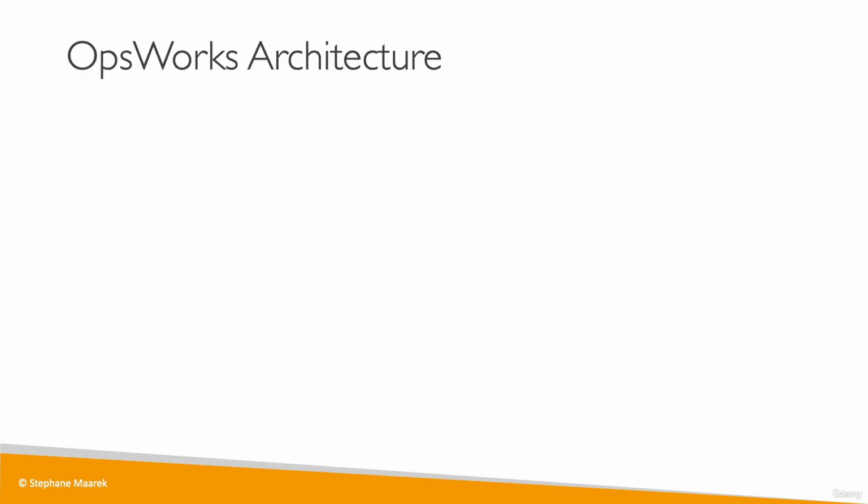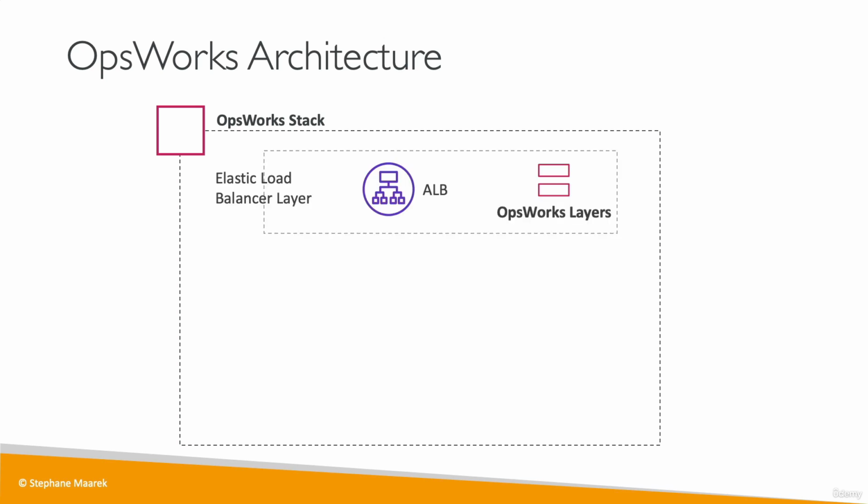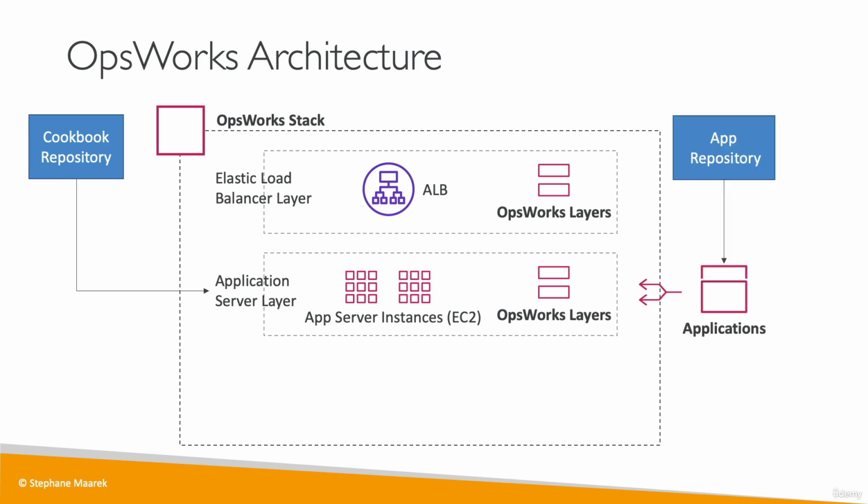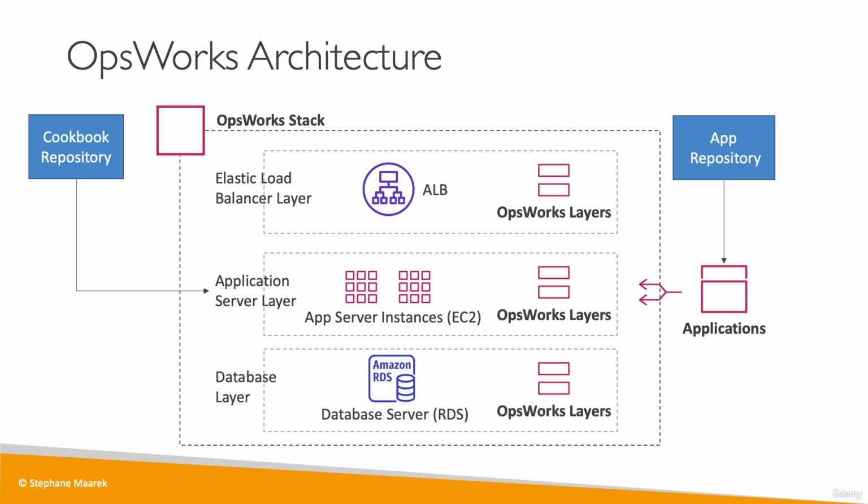Now, I just wanted to show you how OpsWorks would work at a high level. So we have an OpsWorks stack, and then on it, you're going to have your Elastic Load Balancer layer with an ALB. Then you're going to have your application server layer with EC2 instances, and they will get their application information from something called a cookbook repository, and they will get the application from the application repository as well. And finally, we're going to have a database layer, which will contain our RDS database through OpsWorks.